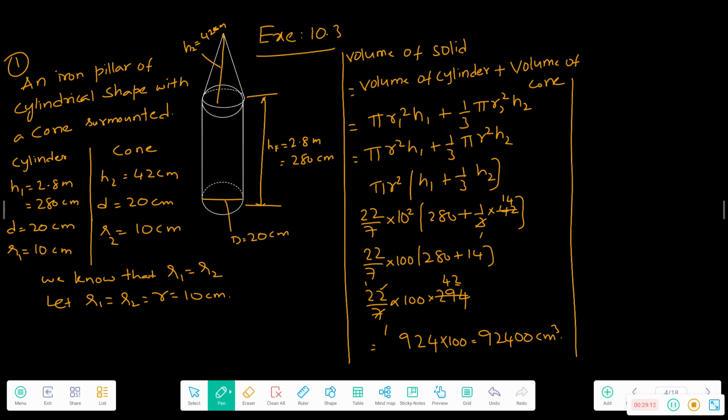Now, not only do we need to find the volume, we need to find the weight. They have given the weight of the pillar if 1 centimeter cube weighs 7.5 grams. So we need to find the weight of the pillar. It is given that 1 centimeter cube is equal to 7.5 gram. Then we need to find for 92400 centimeter cube how many grams it weighs. So simply it is 92400 into 7.5.